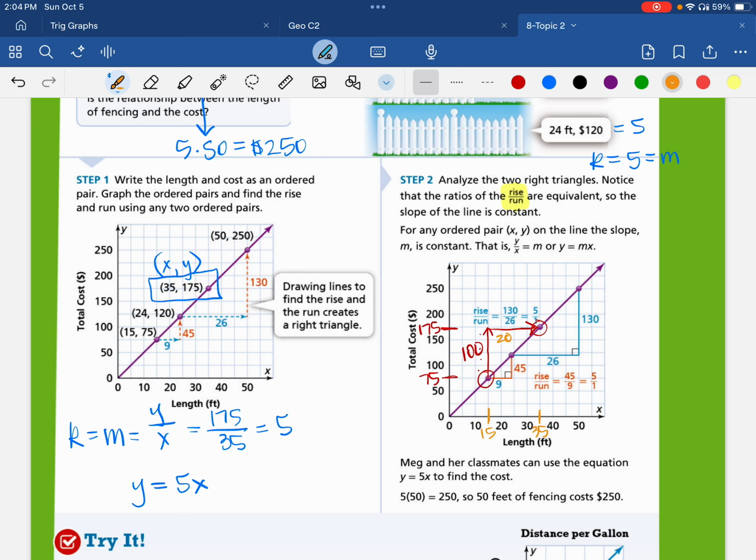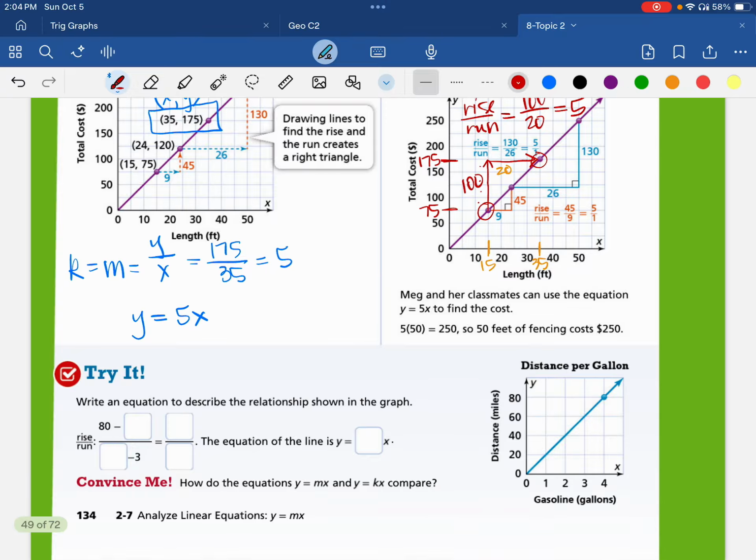So if we do our slope as rise over run for this pair of points, my rise was 100, the run is 20. We divide those, again, we get 5. So long answer short, 50 feet of fencing costs $250.